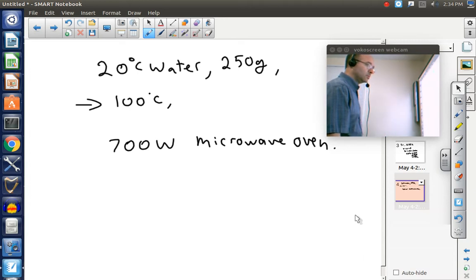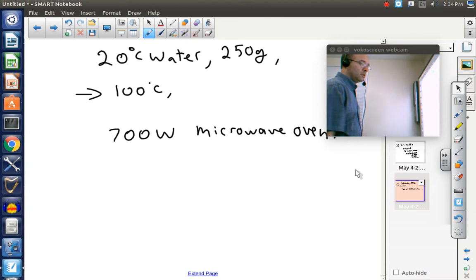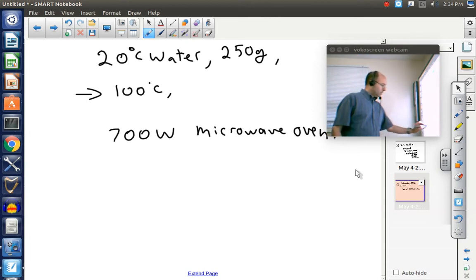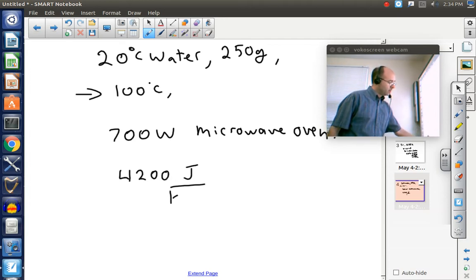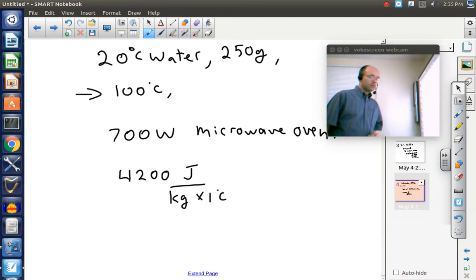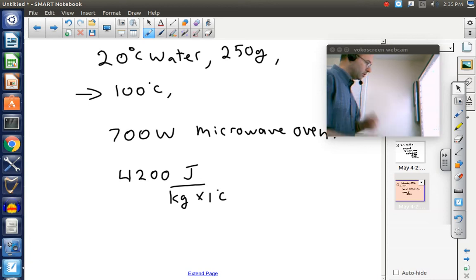So the way we do that is if you know the material, there's a certain number of joules required for every kilogram for every degree Celsius. 4,200 is the number for liquid water. If you're trying to cook something else, don't quote me on this because you're going to have to change the equation for whatever other material you're using. But generally, anything that's predominantly water, you can use this number.